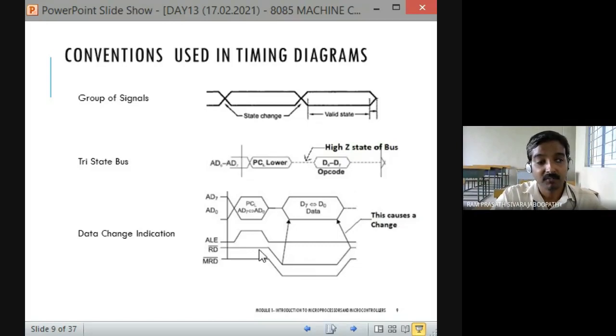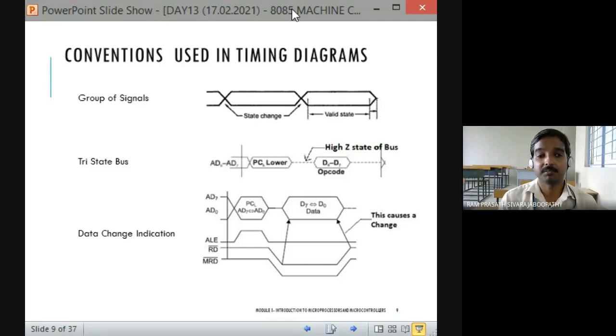When it goes high to low and is maintained at low, the data is available in the bus, okay, till the read signal gets deactivated. When the read signal goes high again, until then what happens? The data is valid in the bus. Once the read signal gets disabled, the data becomes invalid. Okay, so this causes a data change or value change in the group of lines. That's all. See, this kind of thing you have to know. Okay, so these are some conventions we are going to use in the timing diagram.